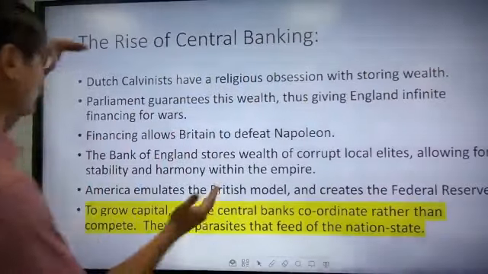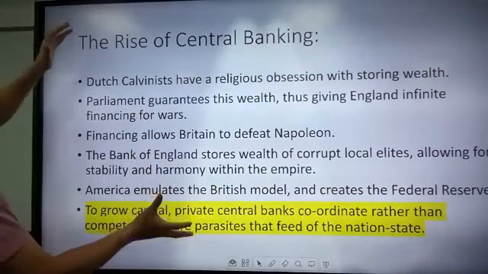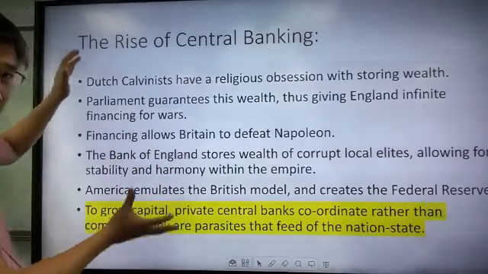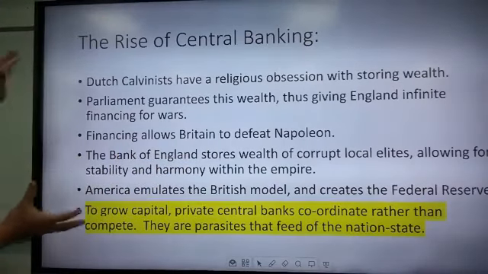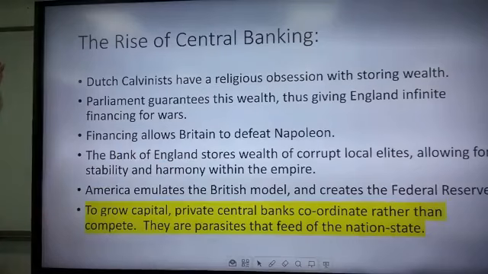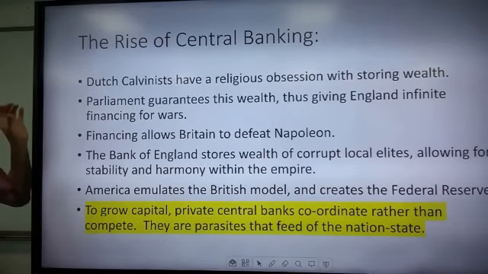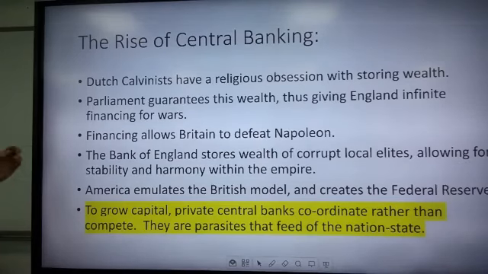Okay? So let's summarize the history of central banking. It's complicated, but we need to understand this history if we want to understand today's world. First important idea is the Dutch Calvinists, they have a religious obsession with storing wealth. Okay, remember we discussed this, right? The Protestant religion demands that you get rich.